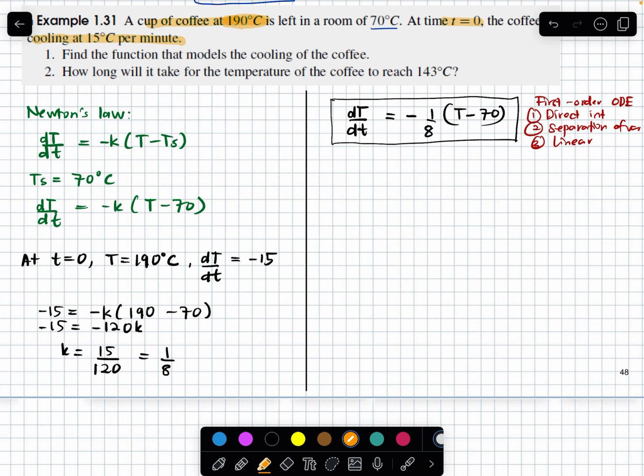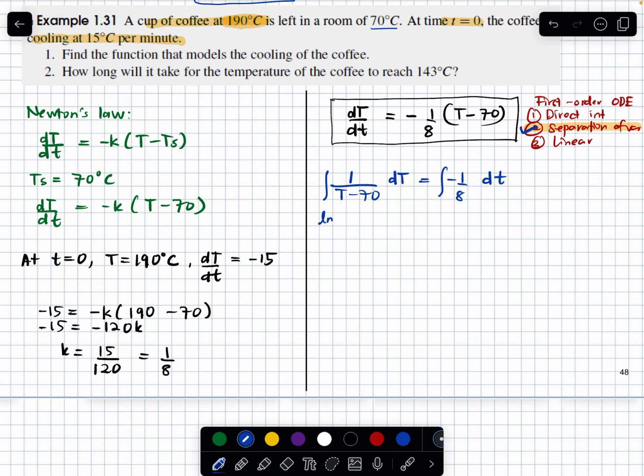The most suitable technique that we can apply is separation of variables, because we can separate the variables to each side. What I mean here is I can put the variable T to the left and the variable t to the right, like this. We can separate the variables. So we use separation of variables. Now we apply integration on both sides.